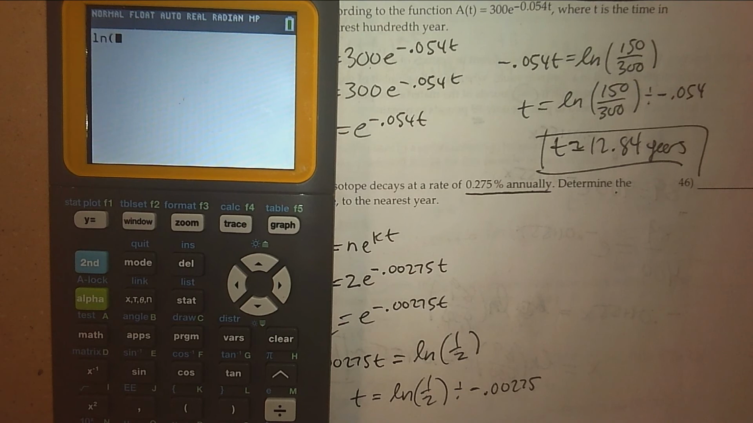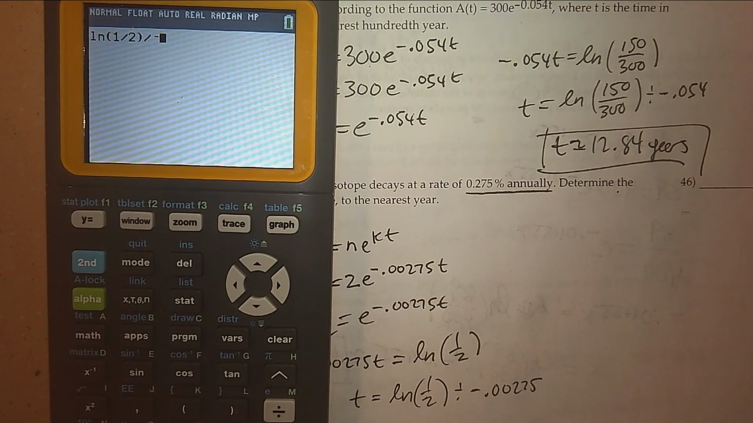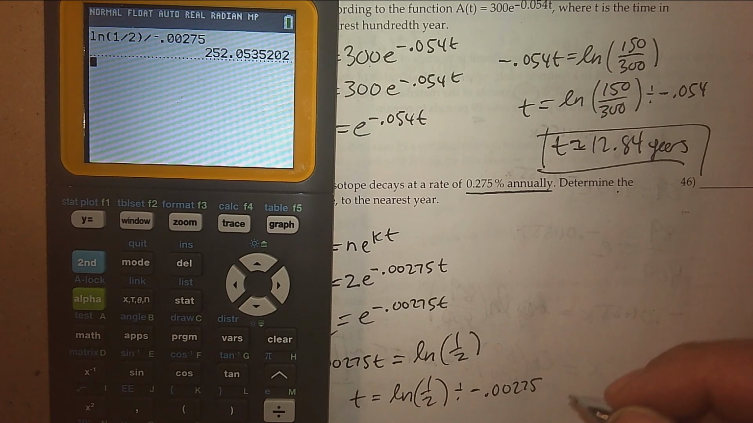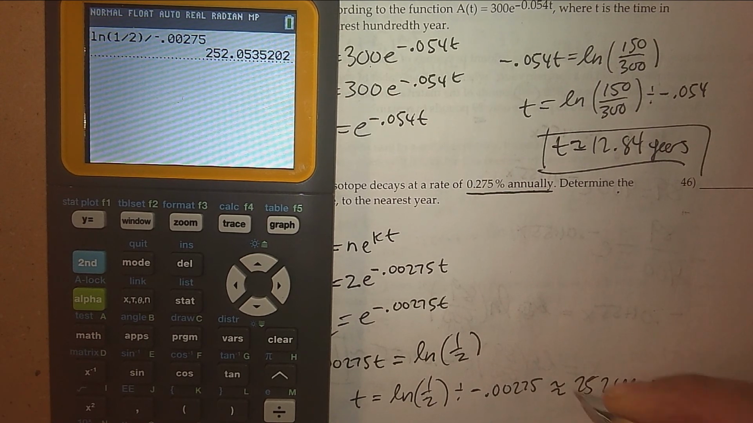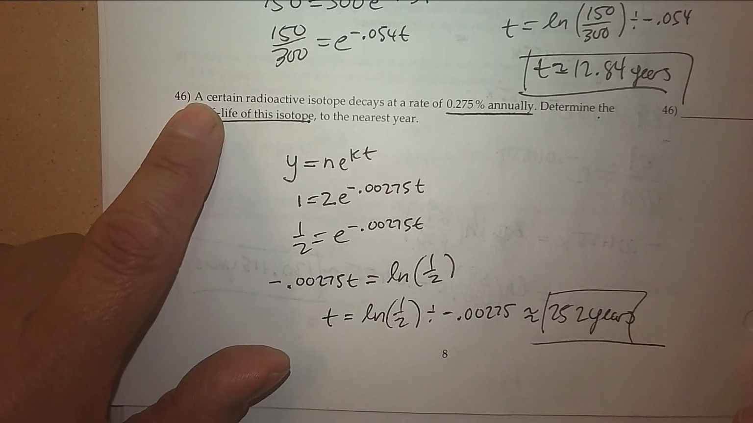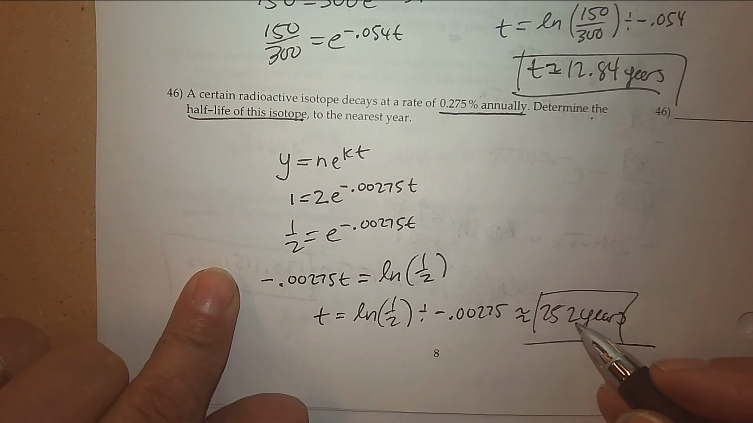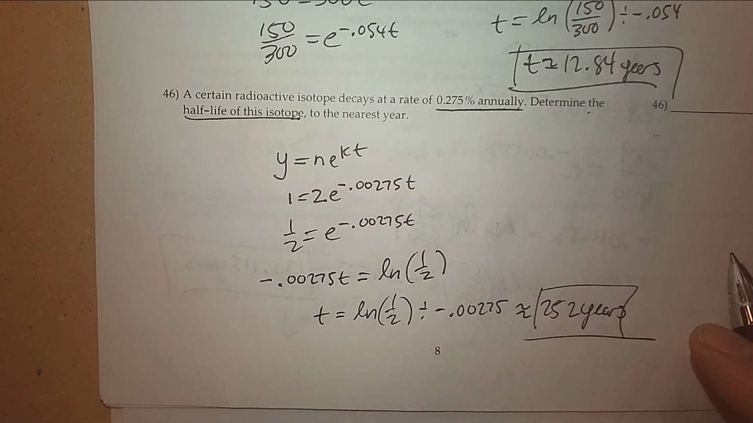So I'm going to go ln 1/2 divided by negative 0.00275. And it says round to the nearest year. So that would be 252 years. So the question is, what is the half-life of this isotope? And the answer is the half-life is 252 years. That means it takes 252 years to become half its size as it's decaying.